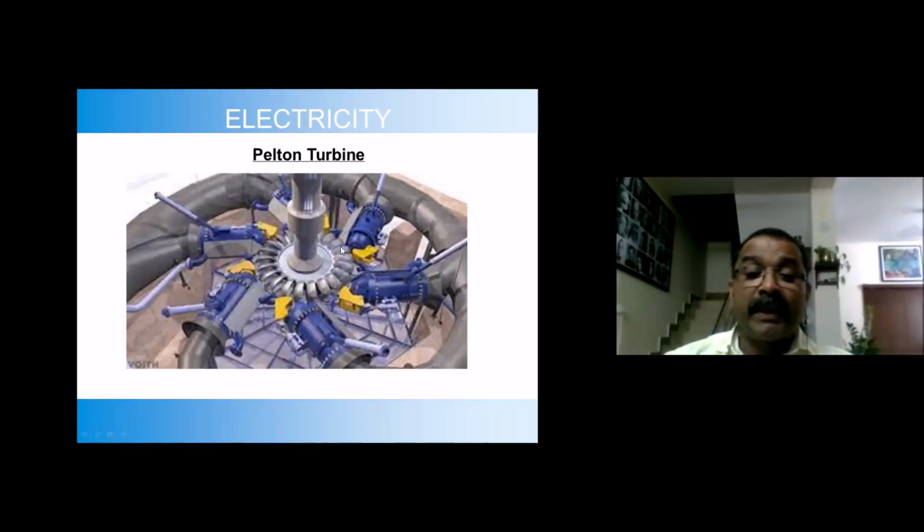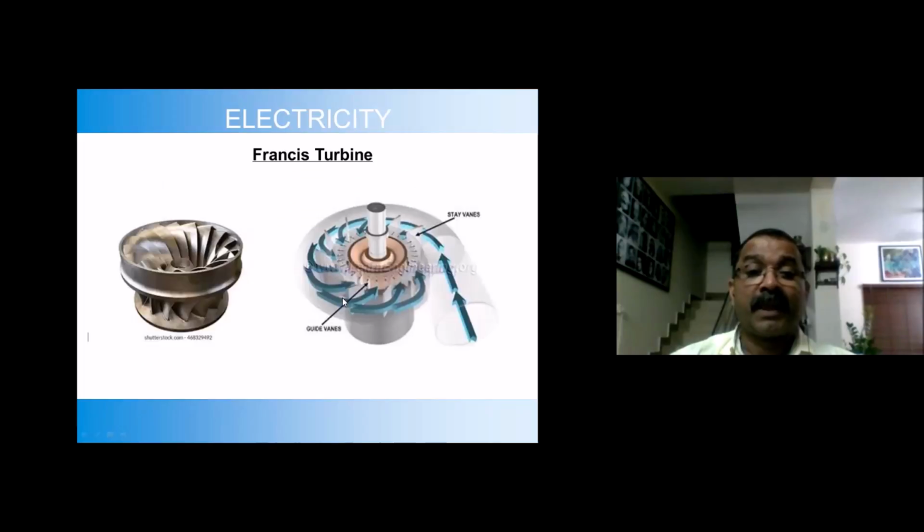So the turbine is a Pelton turbine, and we have got 6 jets there. There is another type of turbine called the Francis turbine. Such a turbine also can be used to run our rotor.